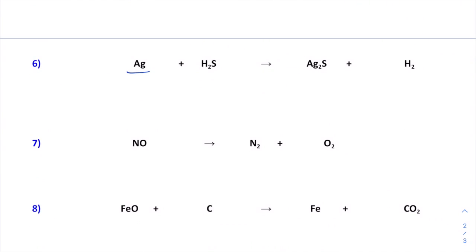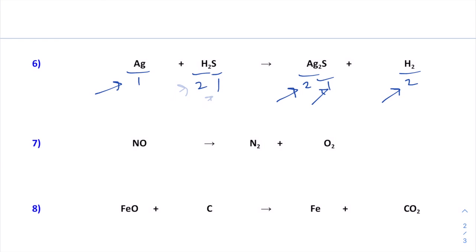Underline and count. 1 Ag, 2 H, 1 S, 2 Ag, 1 S, 2 H. Let's check what's balanced and what's not. On this side, on the left, I have 1 Ag. Jump over the arrow. On the right, I have 2 Ag. Before I fix that, I'm going to just look ahead at everything else. On the left, I have 2 H, and on the right, I have 2 H. That's good. On the left, I have 1 S, and on the right, I have 1 S. So everything's good except that Ag.